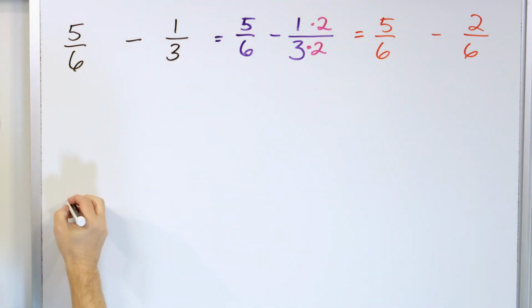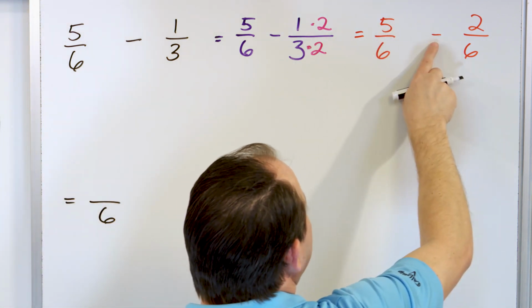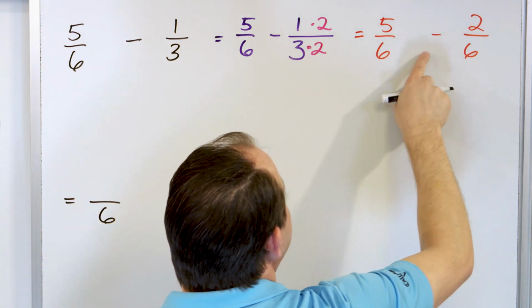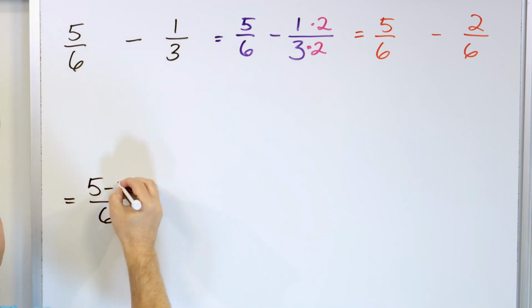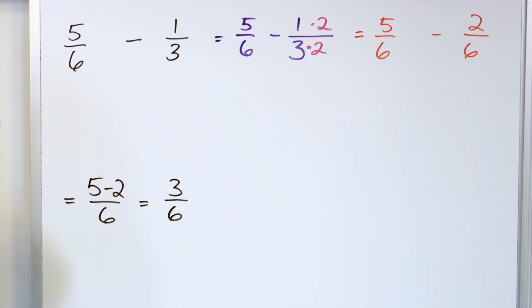I'll skip down here to put the denominator of 6. The numerator is 5, but we have a minus sign. Subtract the numerators. 5 minus 2. So 5 minus 2 is what? 3 on the top and 6 on the bottom. Now, 3/6. This is the final answer.